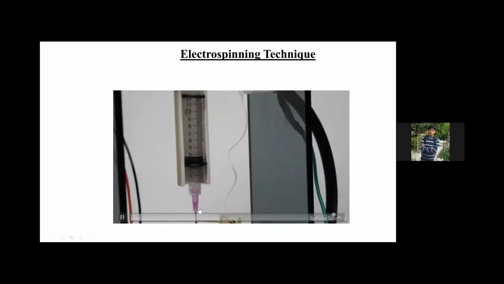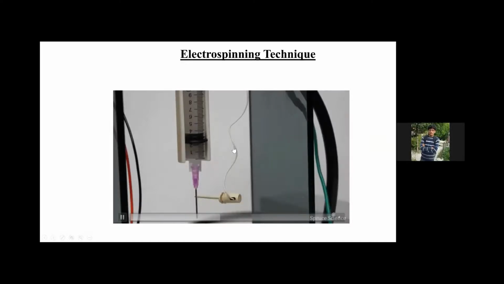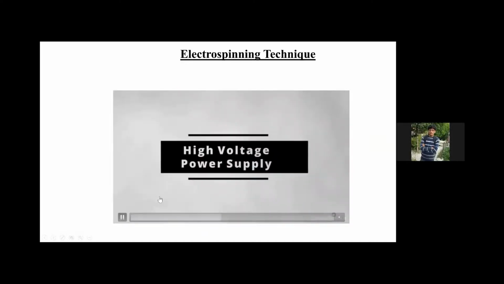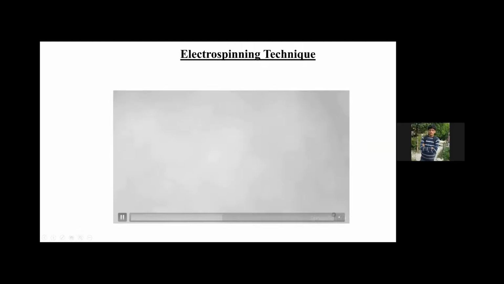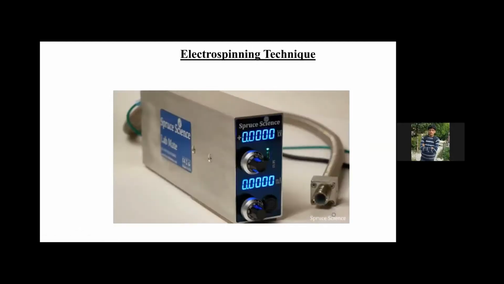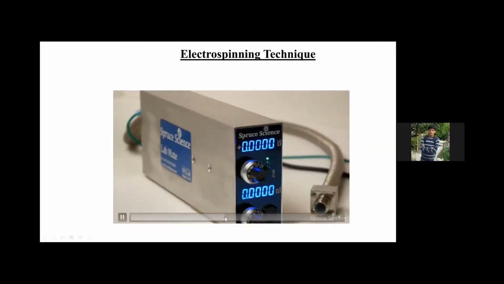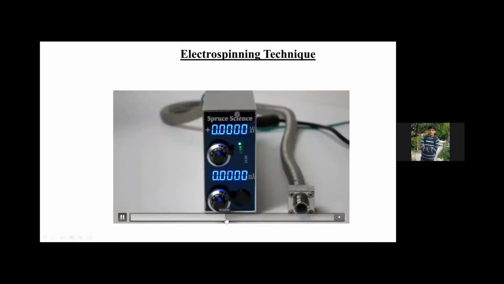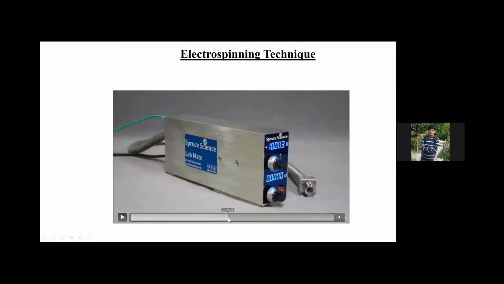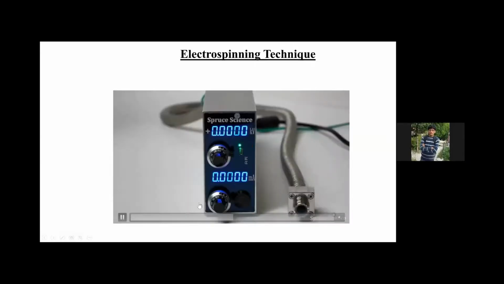Then here we apply the high voltage to the syringe. The voltage is quite high, around 20 volts. We can see it here. Now we applied 10 volts. This is the controller, and you can control the voltage.